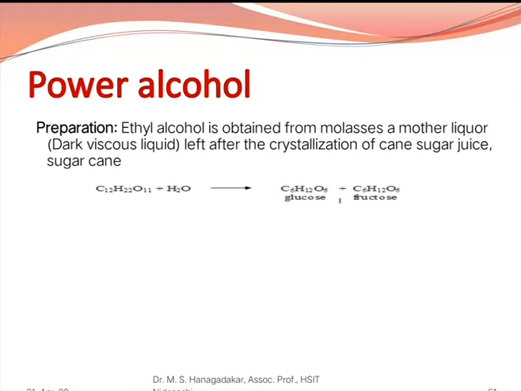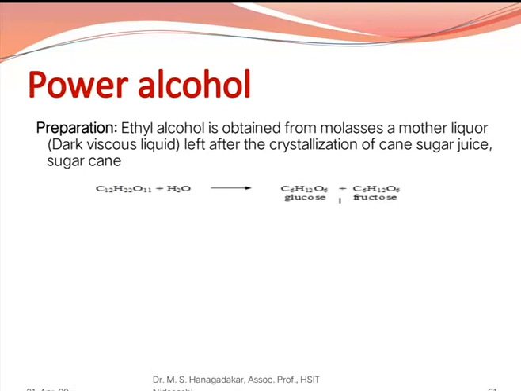So how is the alcohol prepared? It is known to everyone. Ethyl alcohol is obtained from the molasses. Molasses is a mother liquor. It is a dark viscous liquid that is available after the crystallization of cane sugar juice in the sugar plant.